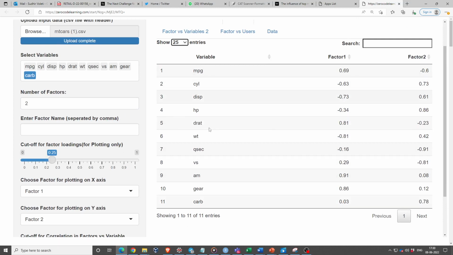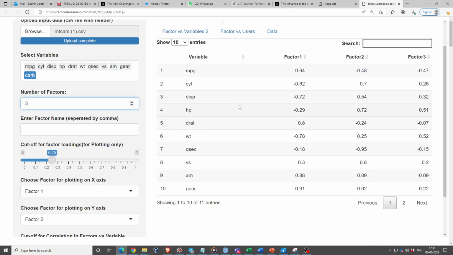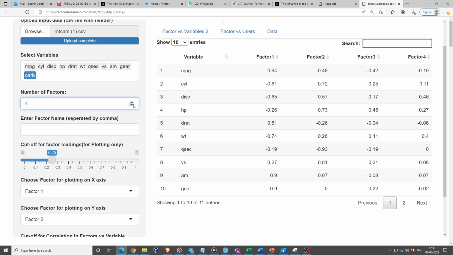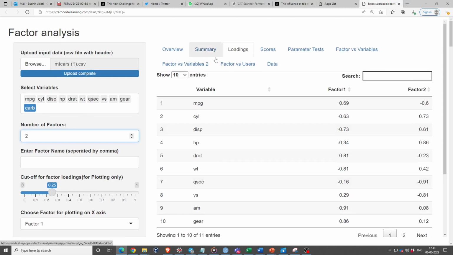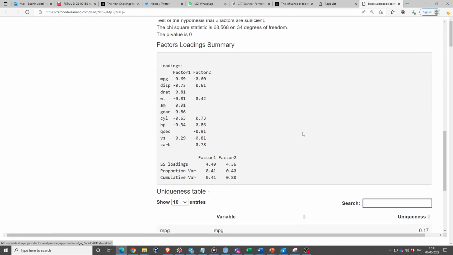So there are 11 variables and 2 factors, so 11 by 2. If you change the number of factors, it will become 11 by 3, 11 by 4, and so on. Right now, the machine has chosen 2 as the optimal number of factors. Now, this same table is also displayed here, factor loading summary.